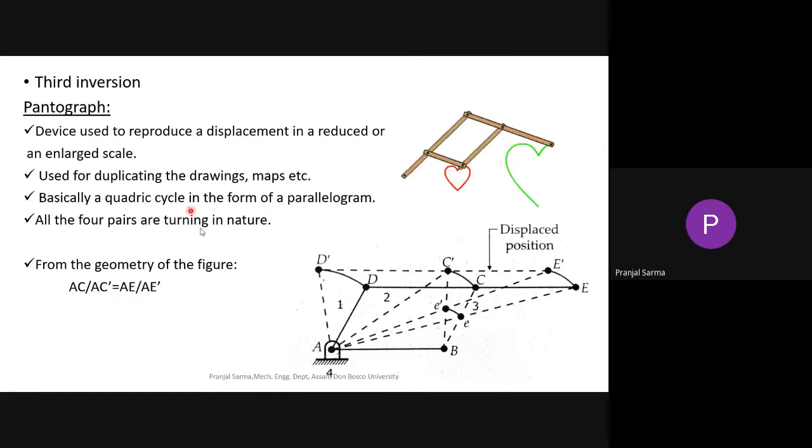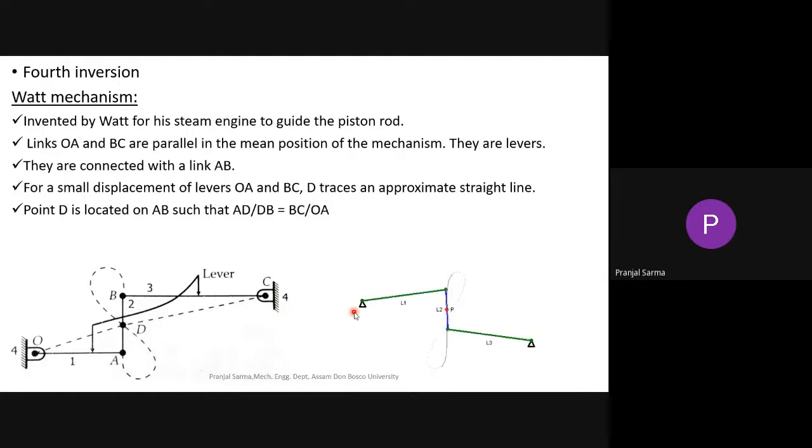It's not like, as I have said, that anything you make which looks something like this will be able to act like a pantograph. It's not like that. So if you look at this particular figure, basically from the geometry, this should hold good: AC by AC dash should be proportional to AE by AE dash. These are the displaced positions, and these are the original positions of this. So this is about the pantograph mechanism.